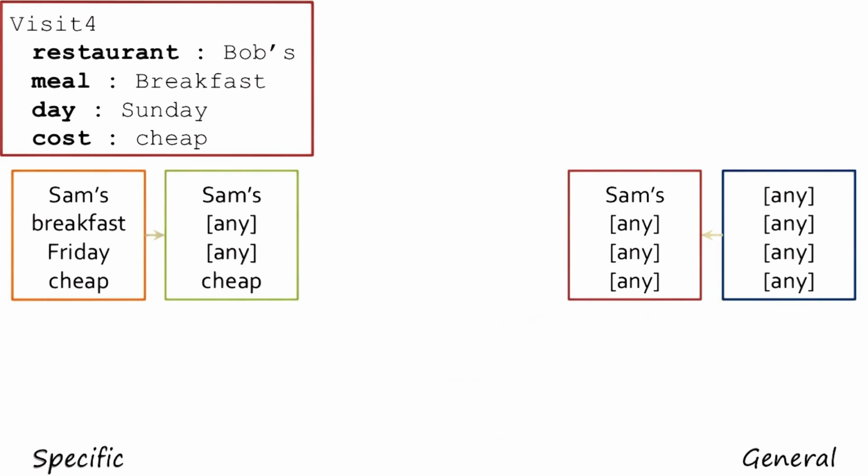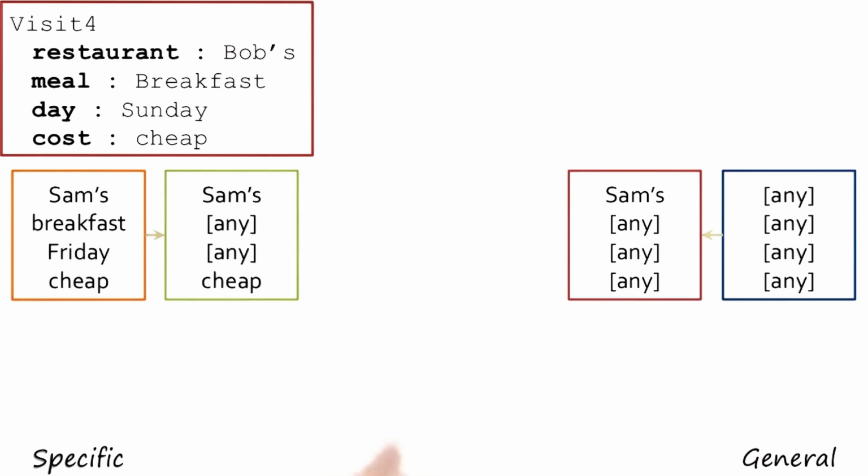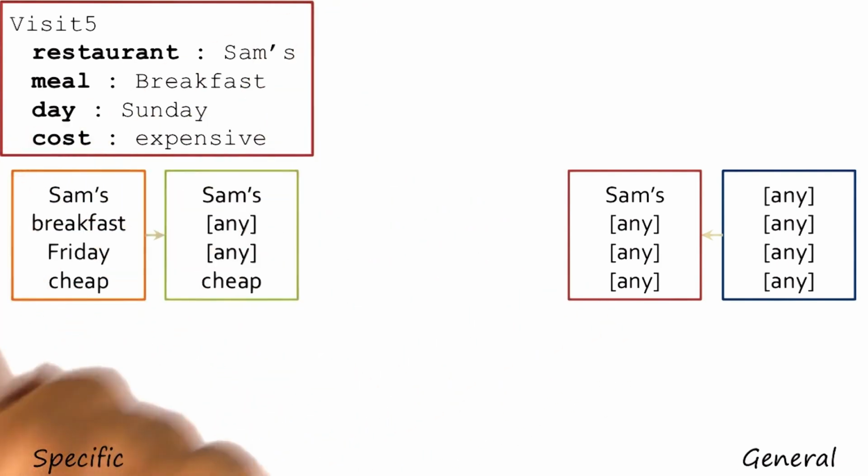At this point in the processing, based on the examples that have been encountered so far, there are only two possibilities. I'm either allergic to everything at Sam's, or I'm allergic to every cheap meal at Sam's. I know you're wondering when this is going to end. We're almost done. Let's consider what happens when the fifth example comes.